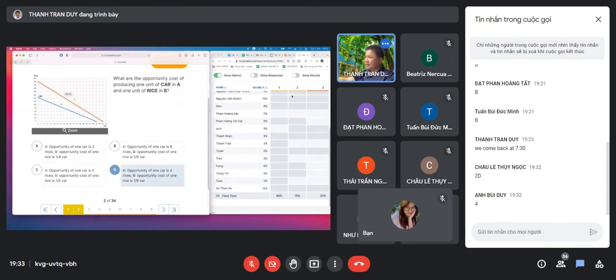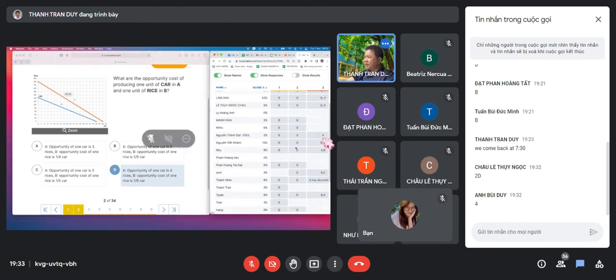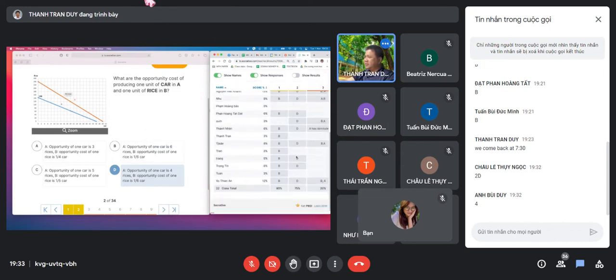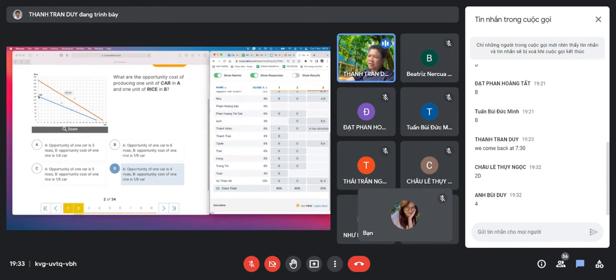Is it correct? A lot of people answered 2D, right? So the best answer will be D. You take 144 divided by 36, so 1 car is 4 rice. And you take 40 divided by 240, and you have 1/6, right? Is it easy or difficult?